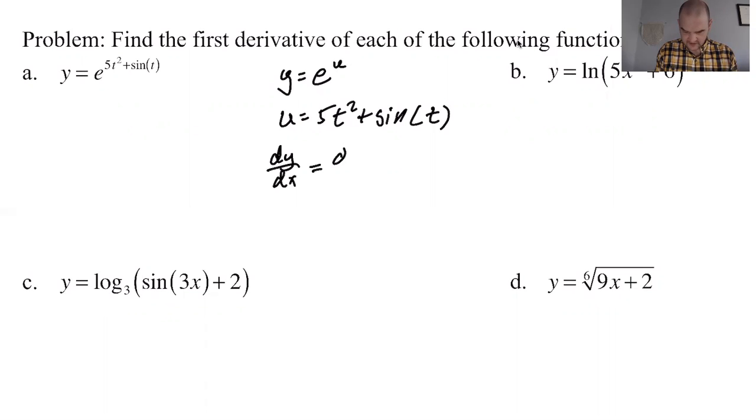So that's dy du times, oh wait, we're looking for dy dt, not dy dx. dy dt will be dy du times du dt. So I could actually tell that I was wrong there because I wrote dy dx, and then as I was writing down each of the individual derivatives, I was like, this isn't going to end at dx.